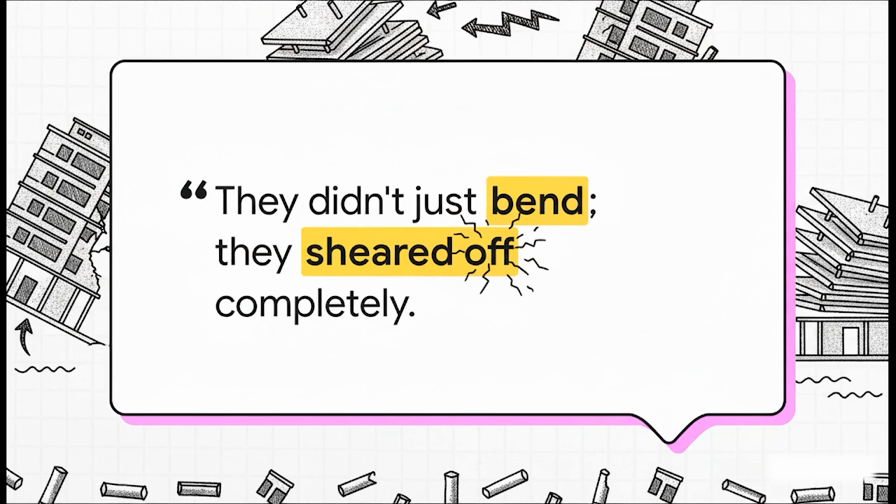You had a stiff, solid wall at the back of the building and just a few flexible columns out front. The buildings didn't just sway, they rotated violently around that rigid back wall. The front columns were whipped so far, so fast, that they didn't just bend or crack, they sheared off completely. And that led to total pancake collapses.